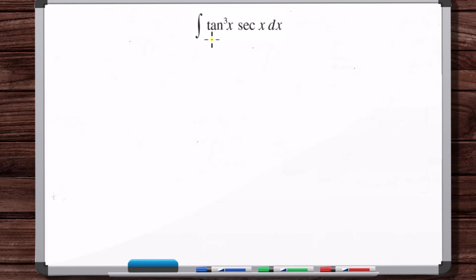Okay, so here we've got an odd power of tangent. And so what we do is we separate out a secant x tangent x. Then we're going to be doing the substitution that u is equal to secant x, since the derivative of secant x is secant x tangent x. And so we need to change the tangent squared to a function of secant squared.